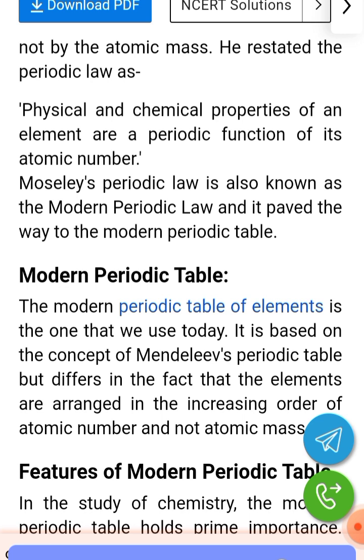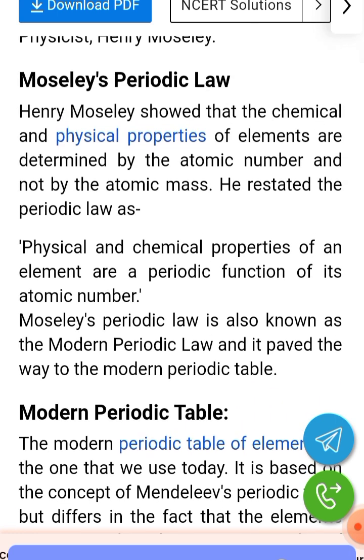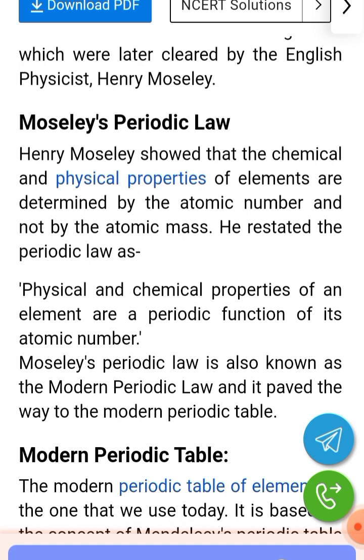Take note of that. Moseley's periodic law is also known as the modern periodic law, and it paved the way to the modern periodic table. So Moseley was the one that built on Mendeleev's work to bring out this modern periodic table.